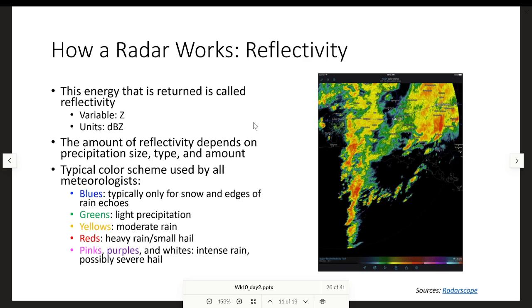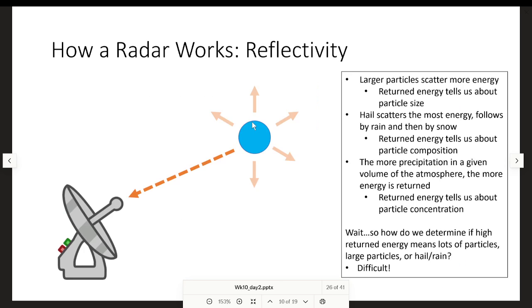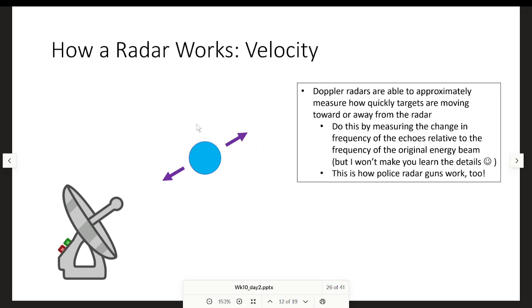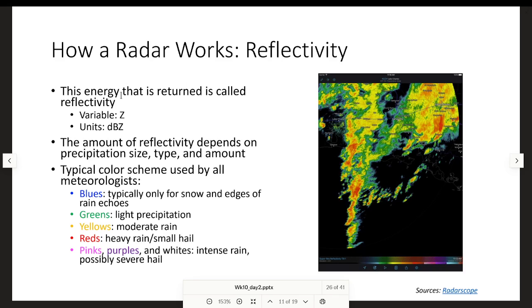Yeah. Hail also sometimes creates a false echo behind it. I don't think we get into that. Okay, so how the radar works.